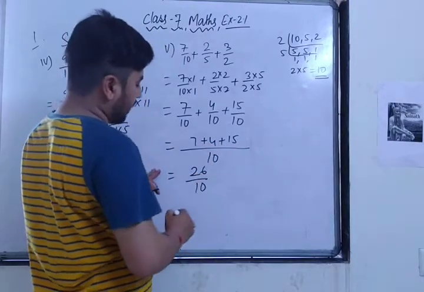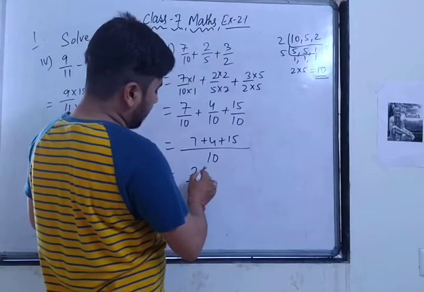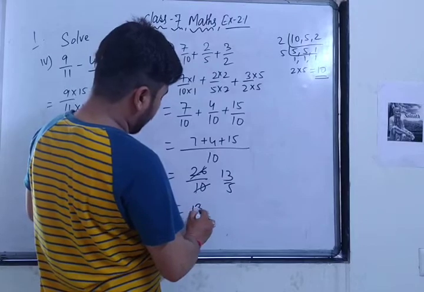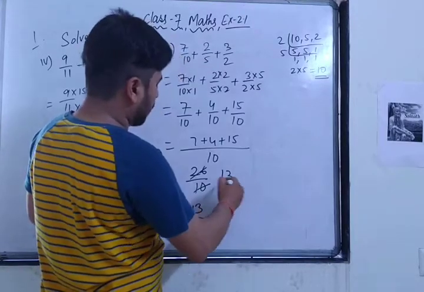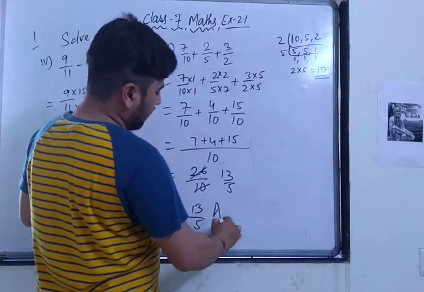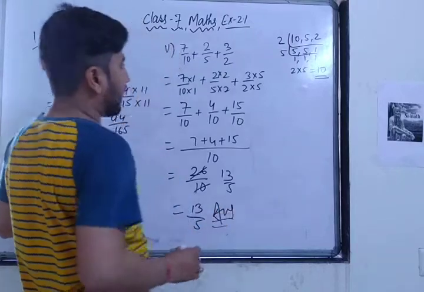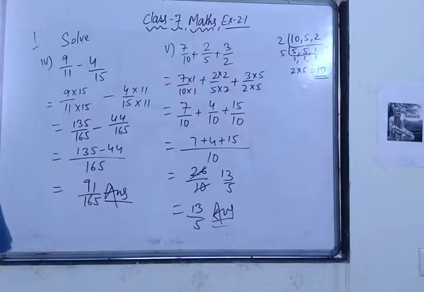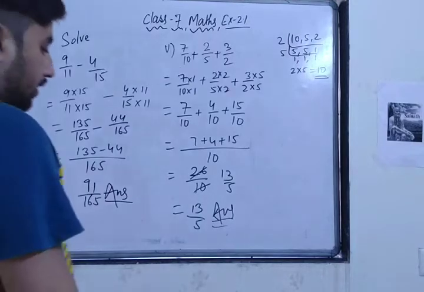So either you can write 26 upon 10, or if you want to cut, 13 twos are 26, 2 fives are 10, so you can write 13 by 5 also. But generally, no need to cut, directly write 26 upon 10 only. That will be the answer. Got it? So this is our exercise 2.1 first question, as I have informed you how to do addition and subtraction. I hope all of you are writing this answer.